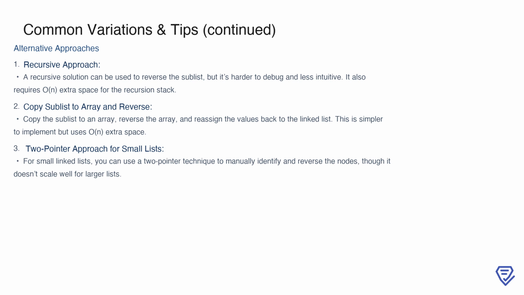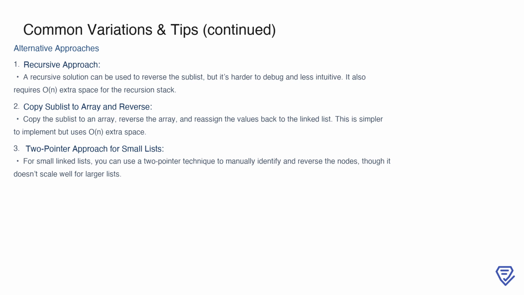There are also alternative approaches you should be aware of. One option is to solve this problem recursively. While a recursive solution can work, it's generally harder to debug and less intuitive compared to the iterative approach. It also requires extra space for the recursion stack, which can be a disadvantage. Another alternative is to copy the sublist into an array, reverse the array, and then copy the values back into the linked list. This method is straightforward and easy to implement, but it uses extra space, making it less efficient.